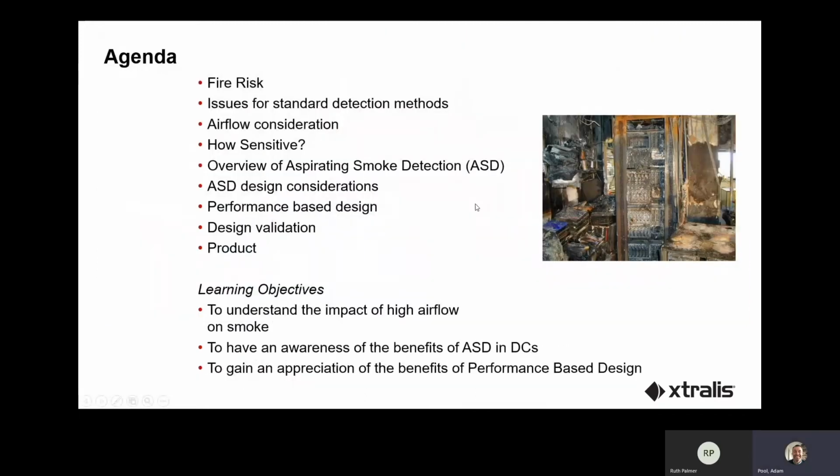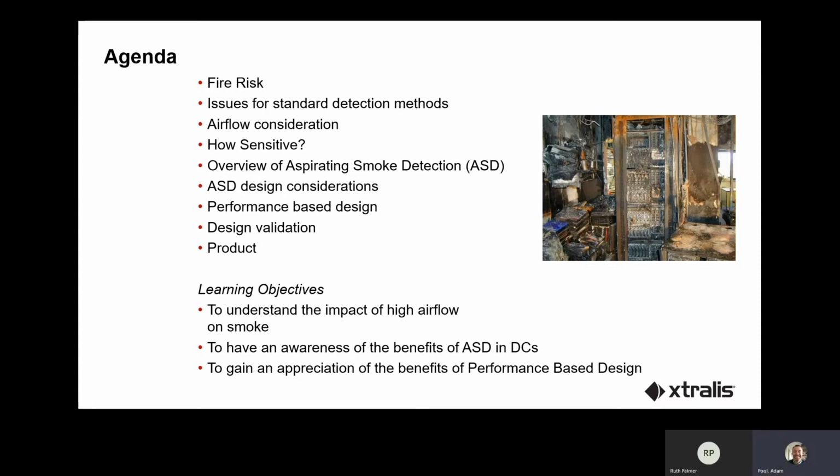the agenda for it is to look at what the fire risk is. I think that's probably a fairly easy one to cover, but we'll talk about what the problems are. We'll talk about the issues of standard detection. So when we talk about standard detection, we're talking about normal optical smoke detectors that you'd find on the ceiling in an office type building.